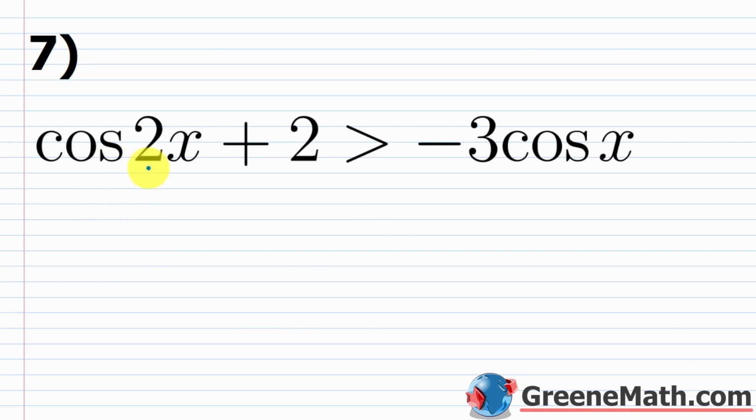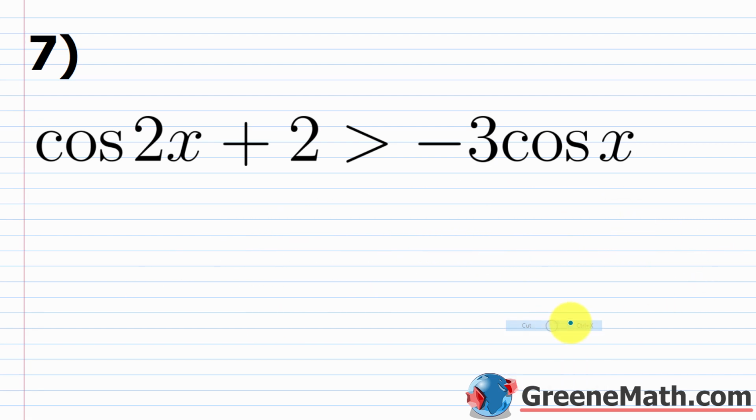So we have the cosine of 2x plus 2 is greater than negative 3 cosine of x. So let me add 3 cosine of x to both sides. And I'm going to solve cosine of 2x plus 3 cosine of x, and then plus 2 is greater than 0.